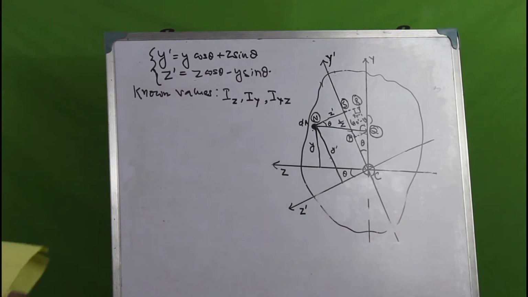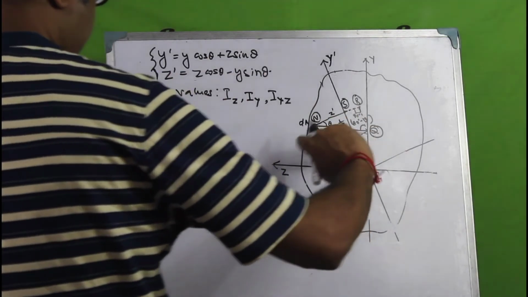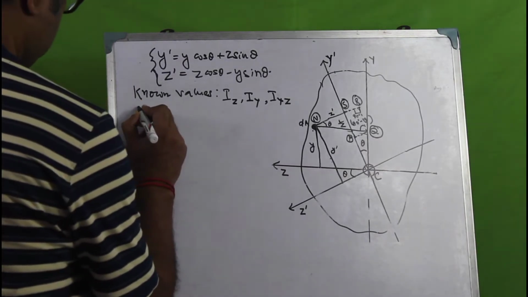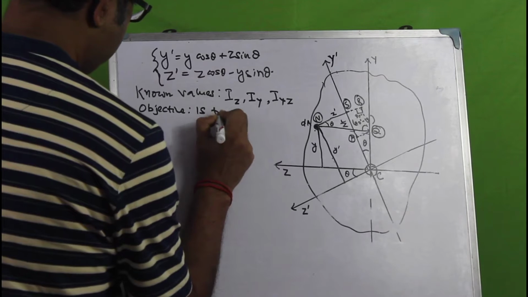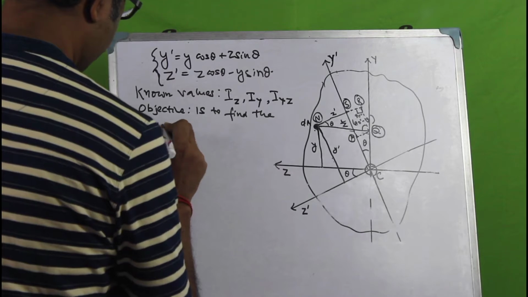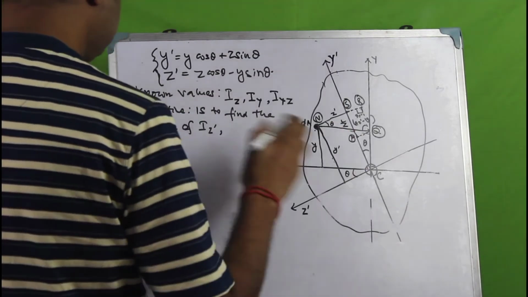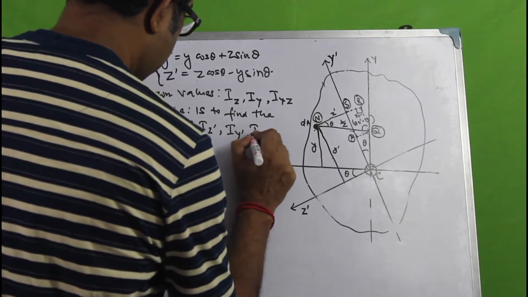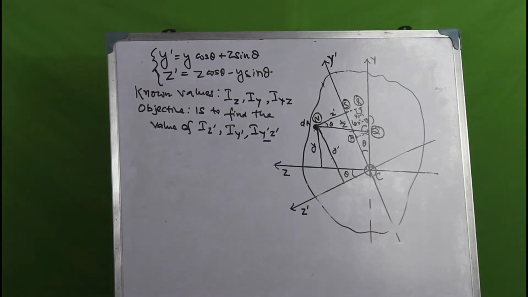Now, from these values and the angle of inclination theta, our objective is to find the value of IZ dash, about this new axis system, and IY dash Z dash. How can we do that? So this is the objective.